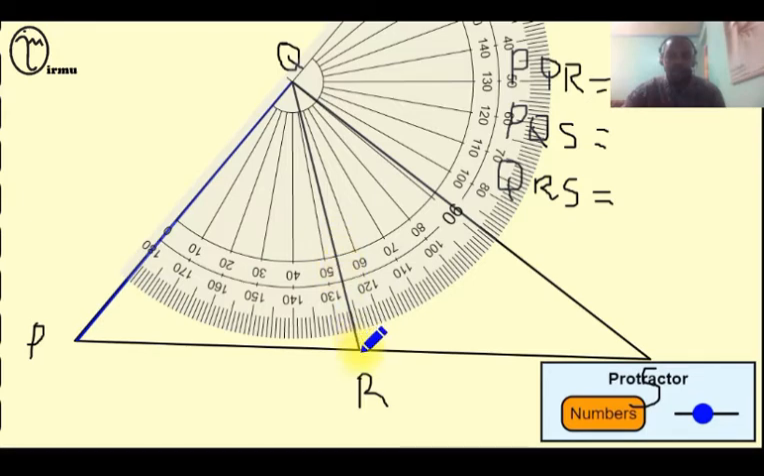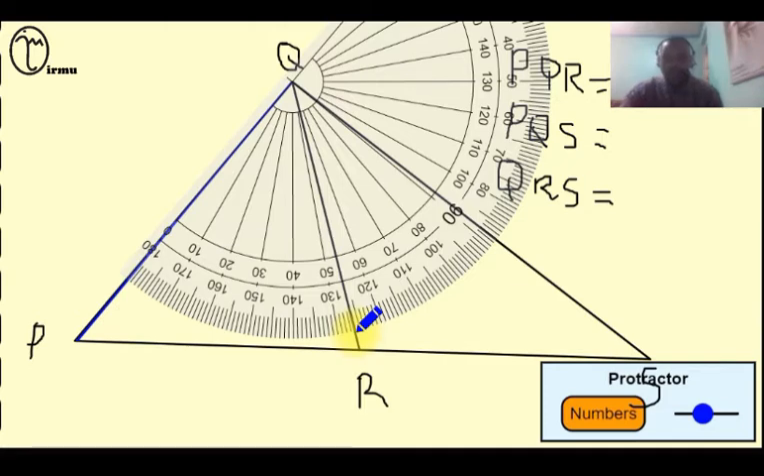So we are going to measure up to here. We are going to grow from 0 all the way to where point R is. Remember, we are measuring PQR, and R is up to here. So we grow from 0, we go to 10, 20, 30, 40, 50 degrees, and then from 50 we count the small units, 51, 52, 53, 54. So we get that angle PQR is 54 degrees.